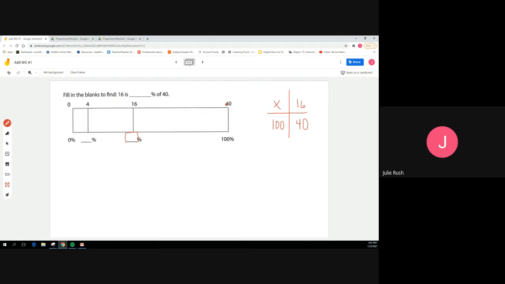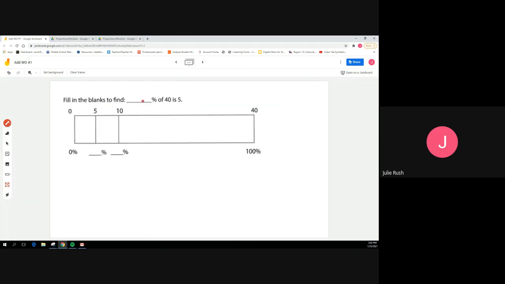So the first place we went from 40 to 4 by dividing by 10. So that means 4 is 10%. And then I know that 4 fits into 16 4 times. So 4 times 4 gives me 16. And so 4 times 10 gives me 40%. And so 16 is 40% of 40. Okay, let's cross multiply and divide with our calculator just to make sure. 100 times 16 divided by 40, and it's 40. Good job.